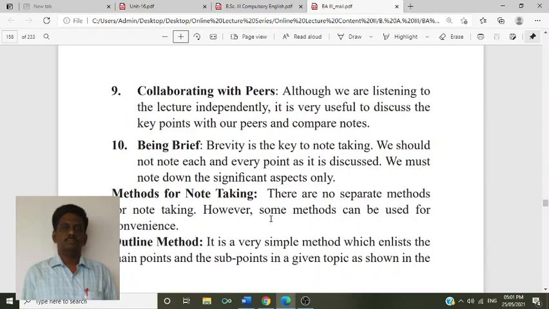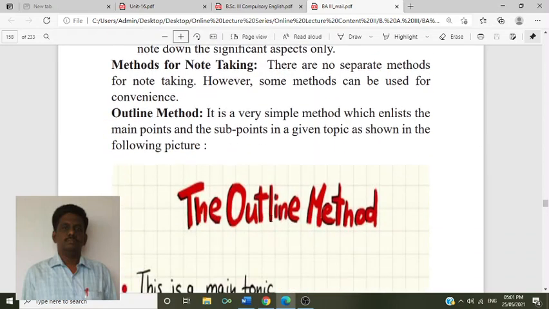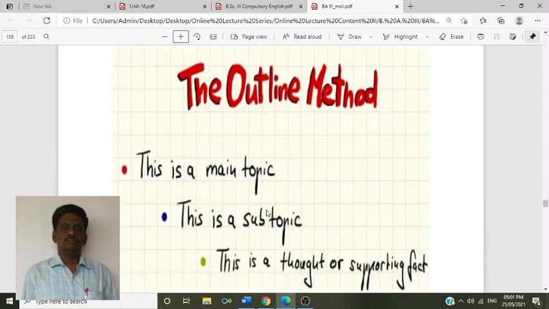The first method discussed here is the outline method. It is a very simple method which enlists the main points and the sub points in a given topic, as shown in the following picture.